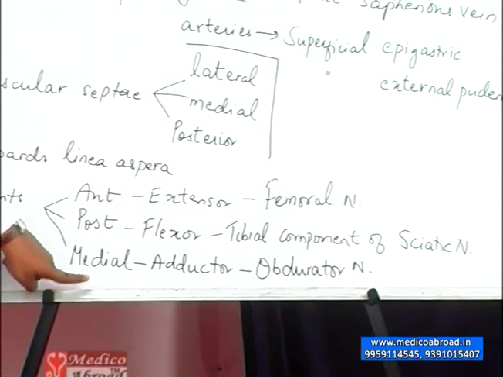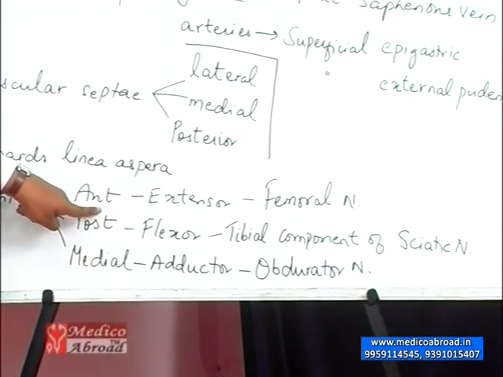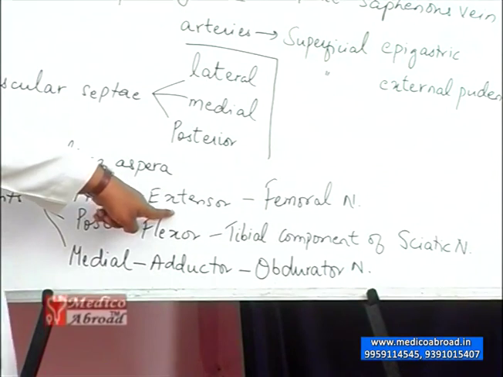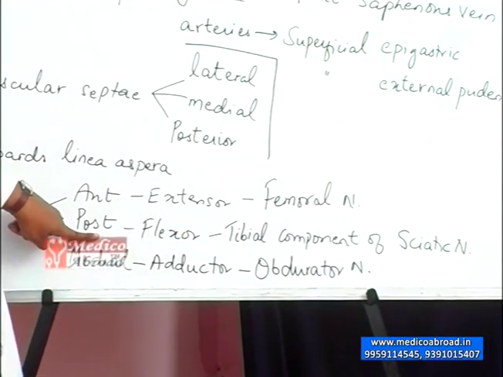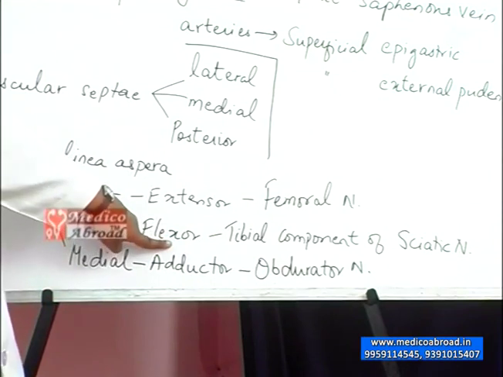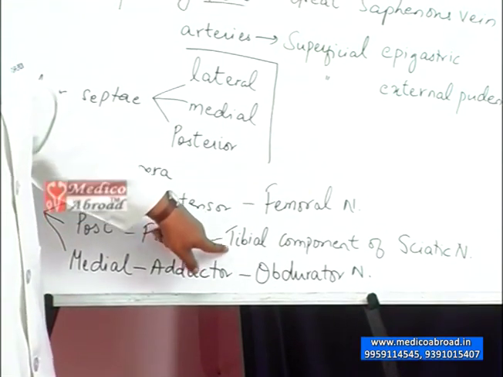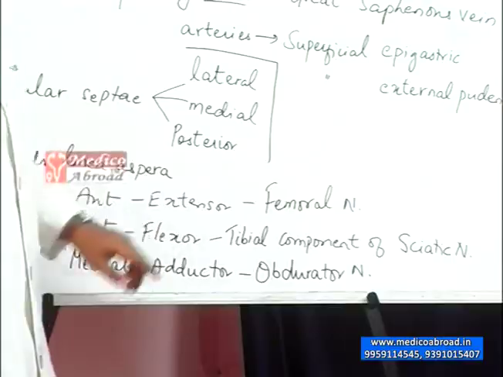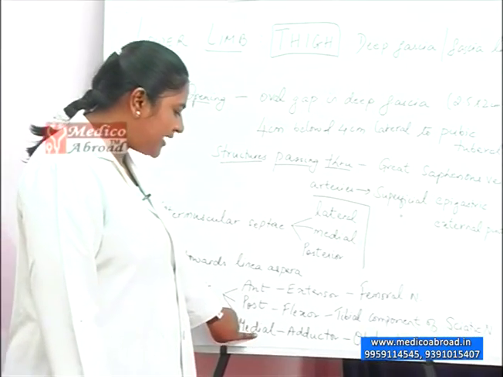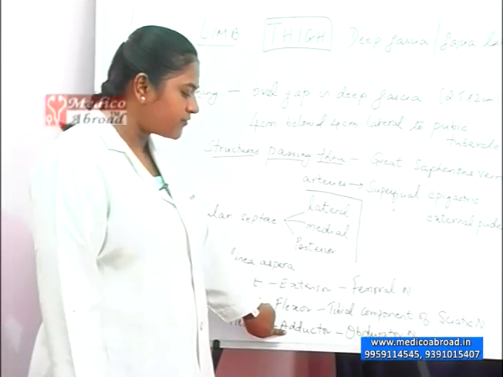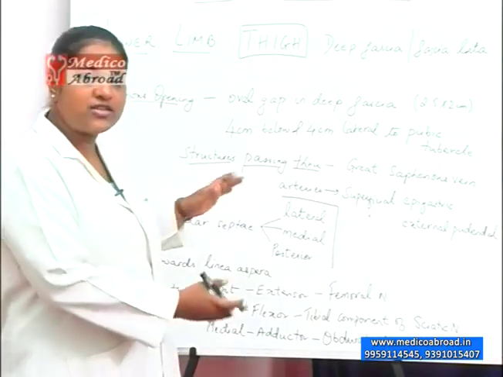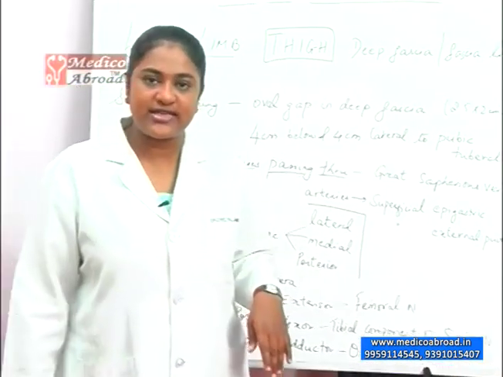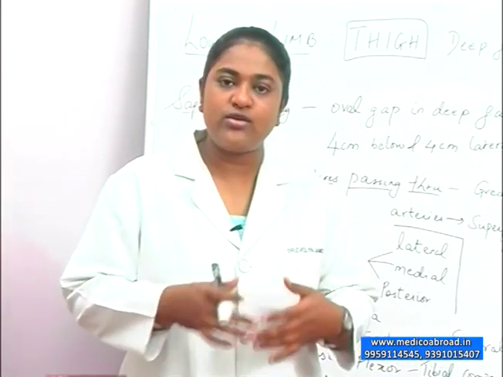The intermuscular septae divide the thigh into 3 compartments, called the anterior compartment, the posterior compartment and the medial compartment. The anterior compartment is also called the extensor compartment and it is supplied by the femoral nerve. The posterior compartment is also called flexor compartment and it is supplied by the tibial component of the sciatic nerve. The third compartment is the medial or the adductor compartment of the thigh, supplied by the obturator nerve.